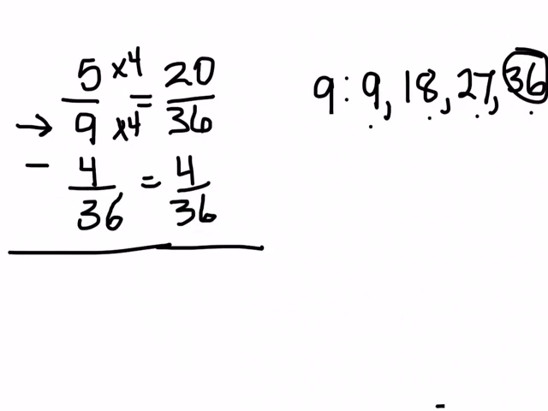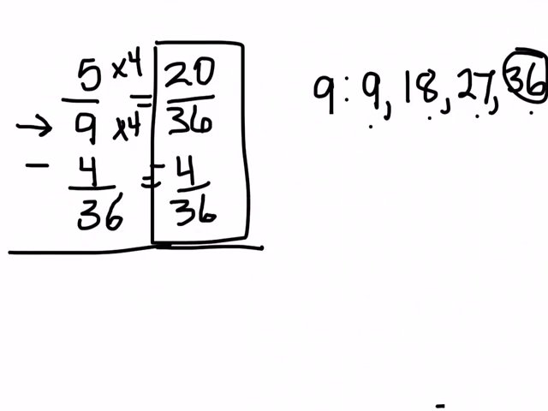So now I have 20/36 minus 4/36. I have a common denominator. I've checked all my math. Alrighty, and now I'm ready to do my subtraction. 20 minus 4 is 16/36.